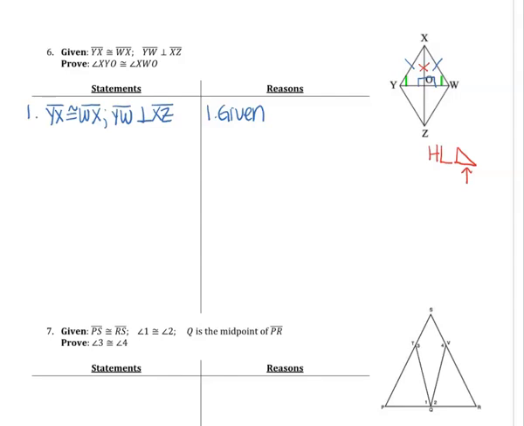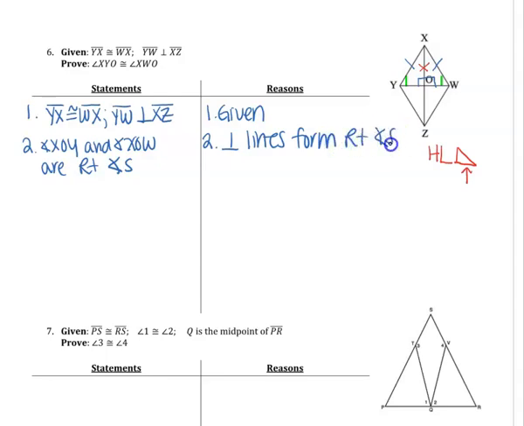The whole point of the perpendiculars is to get right angles, which helps me get right triangles. So at step 2, I'm going to say angle XOY and angle XOW are right triangles. And that's because, oh shoot, no, I messed up. Let me back it up a minute. I got ahead of myself. They are right angles. I'll get to right triangles in a second. Okay, so XOW and XOY are right angles because perpendicular lines form right angles.